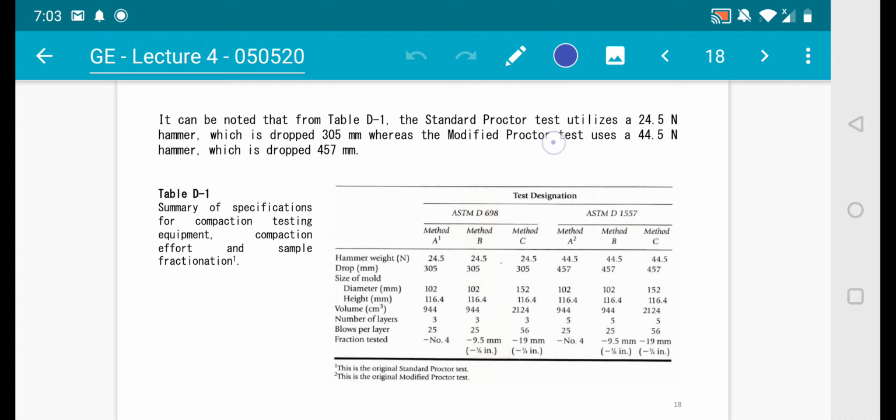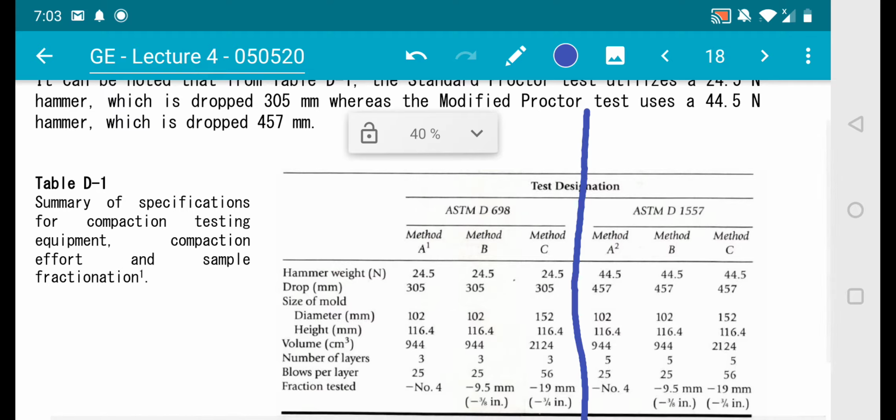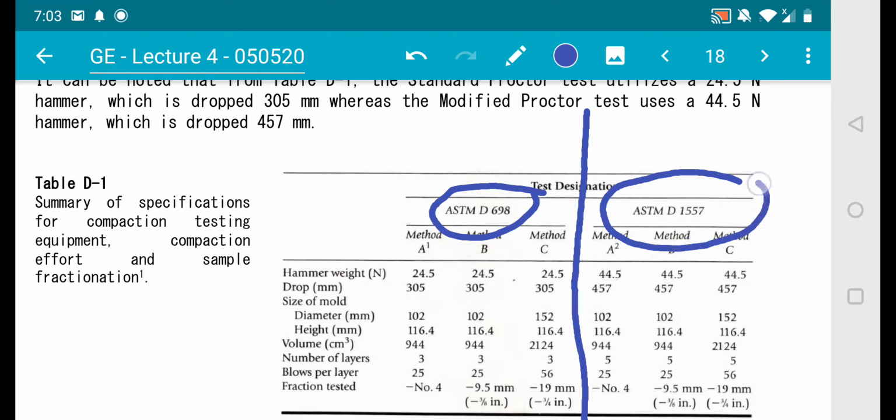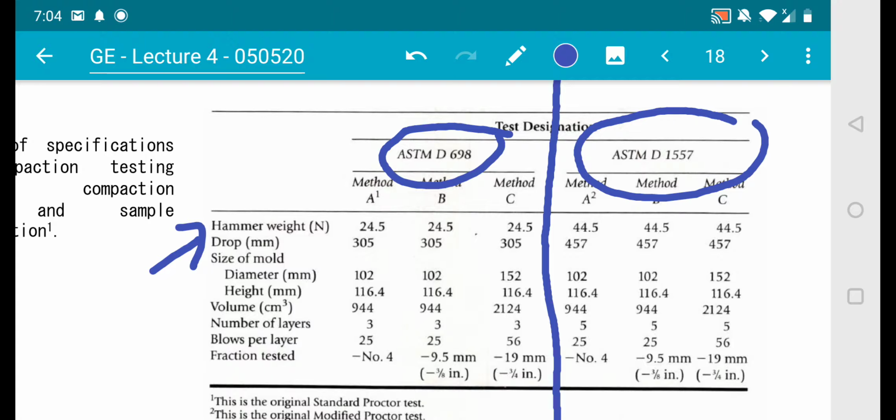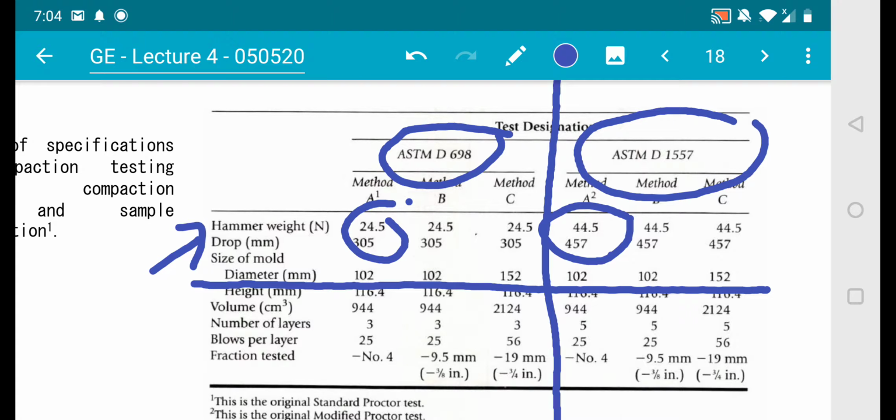There are two types of specification for the test. One is ASTM D698 and another one is ASTM D1557, and this is the difference. For hammer weight, the D698 is much smaller compared to the ASTM D1557, and the drop distance is also different. This is 305 and this is 457. Size of mold remains the same, constant. Volumes are also constant, except for the last method, which is much bigger.